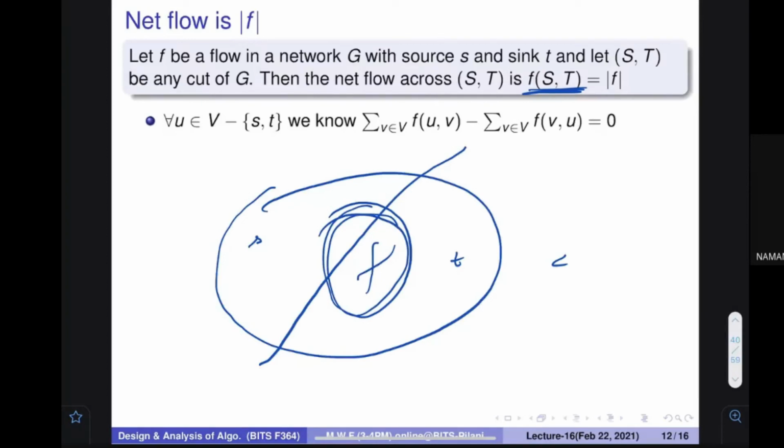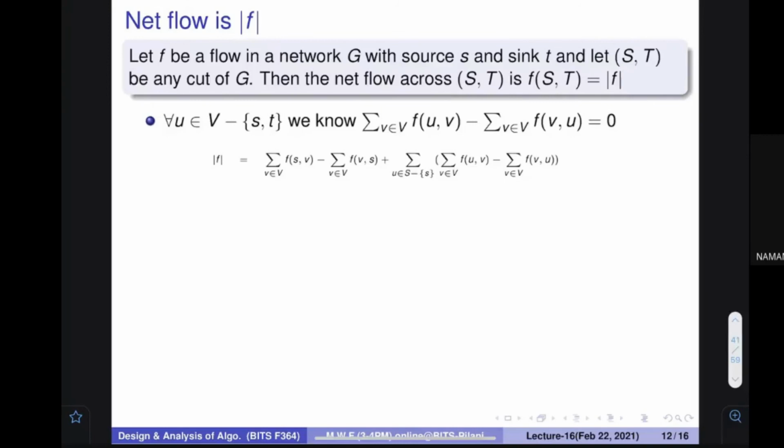You know that from u to v and from v to u, if you want to find out the summation, it is actually going to be 0. This is the important thing that we know. Let us define what is the flow. Flow is defined by what? For all the vertices, how much from S to V it is going, from V to S how much is coming. This is what the definition is. Okay, this is the first definition for all the vertices. We actually want to find out the summation of these things.